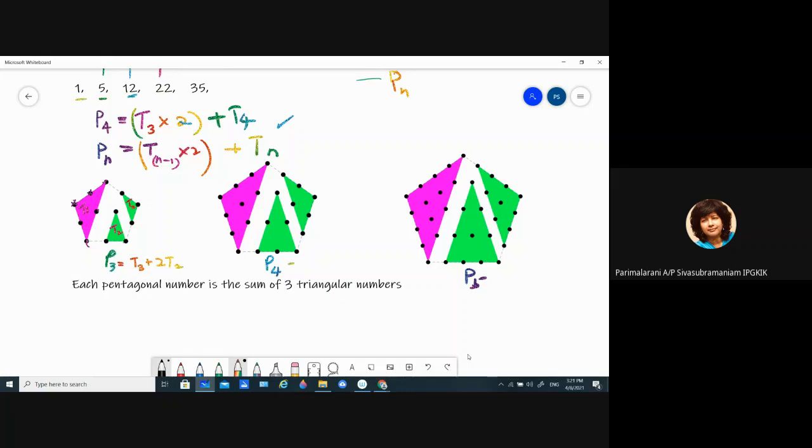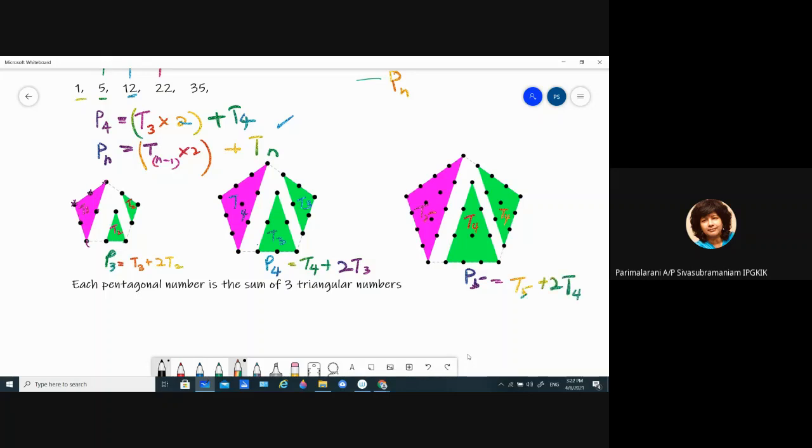So pentagonal number 4 is equivalent to the purple one, T4, plus the green, which has 1, 2, 3 dots each side. So this is T3, this is T3, this is T4. So we have 2 of T3. Pentagonal number 5 is equivalent to the purple, 1, 2, 3, 4, 5 dots, so it's T5. Green has 4 dots on each side, so this is T4. This is also T4, so we have T5 plus 2 of T4.